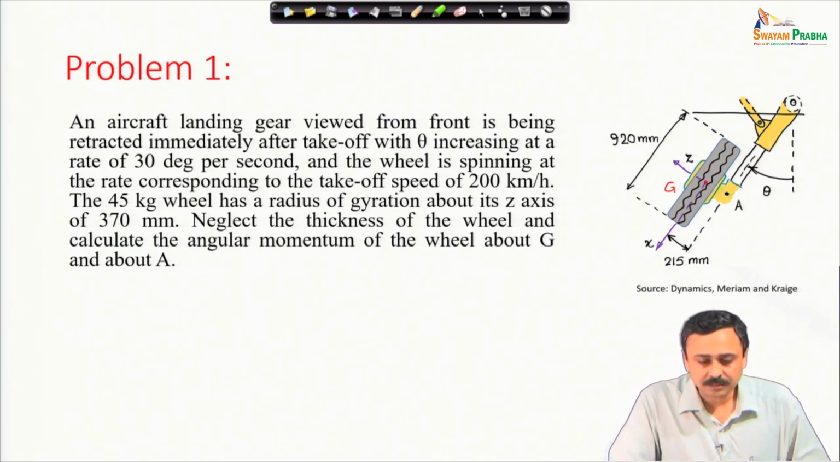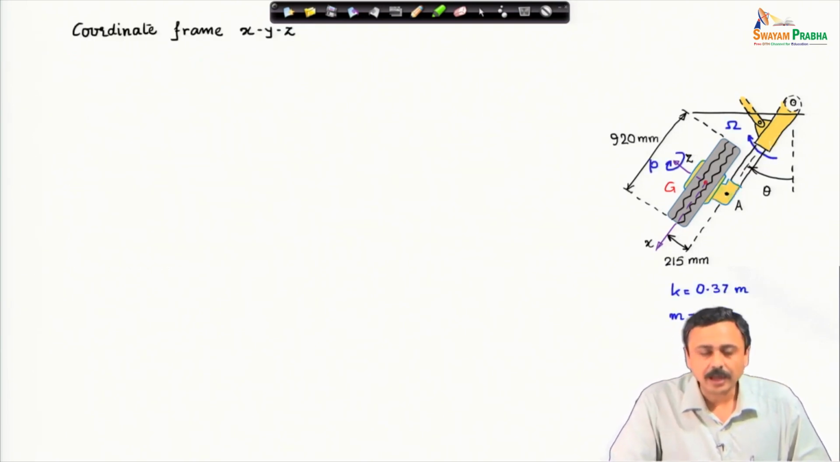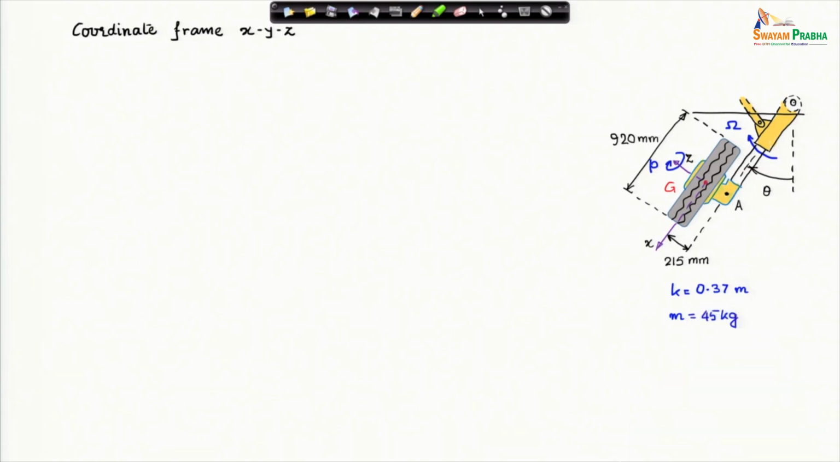Let us look at the process by which we are going to approach this problem. We are going to use this x y z coordinate system which is fixed to the arm, but not with the wheel. Therefore, the wheel is rotating, and the spin of the wheel is observed by an observer sitting at the origin of this coordinate system, or who is fixed to this coordinate system.